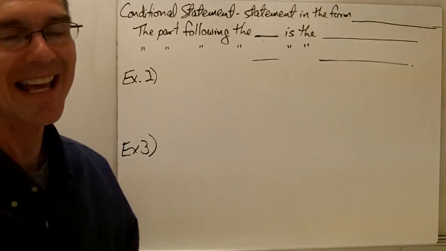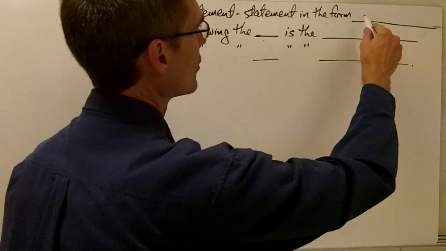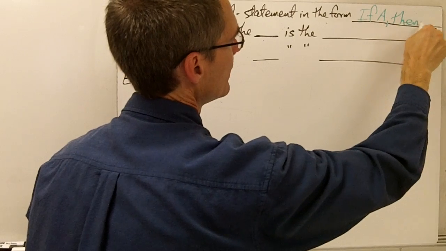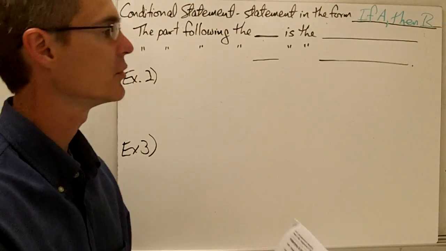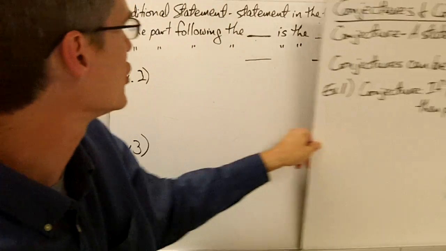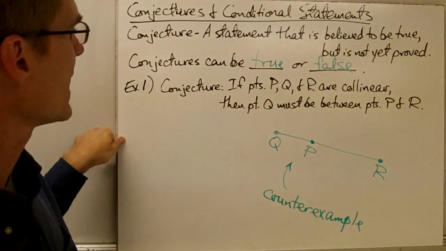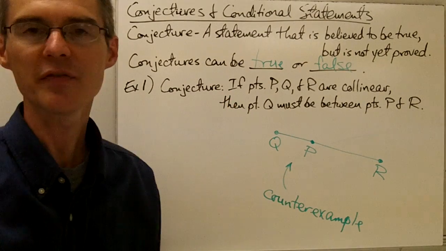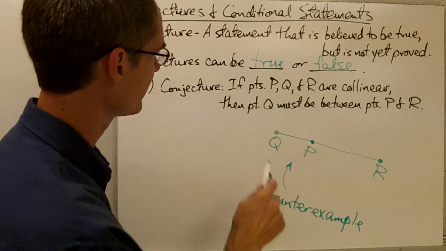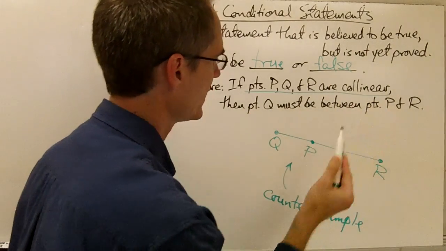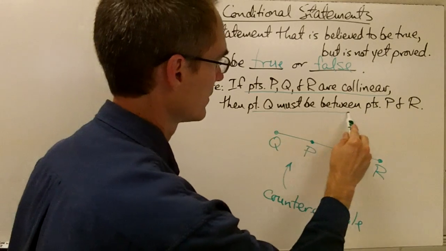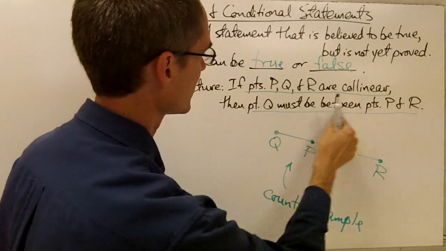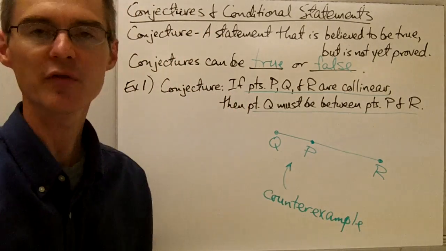Now, a conditional statement is a statement that is in the form if A, then B. You'll notice this conjecture that Susan made about points P, Q, and R is in the form if A, then B. She says if this, then this. This section here we're calling A, and this section here we're calling B. So her conjecture is in the form if A, then B.